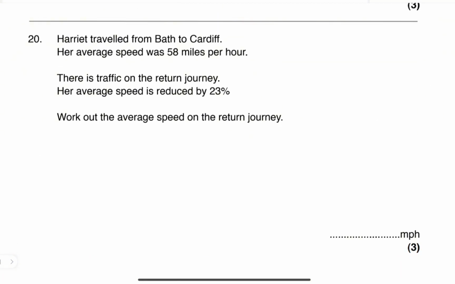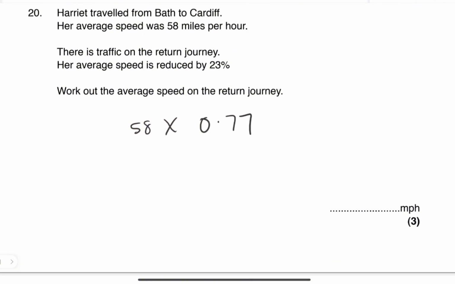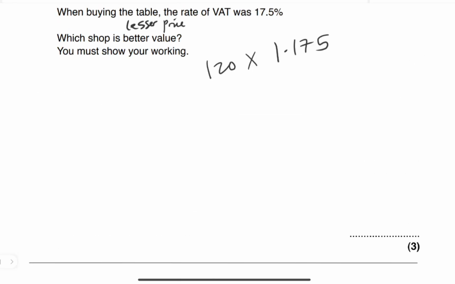Harriet traveled from Bath to Cardiff. Her average speed was 58 miles per hour. There is traffic on the return journey and her average speed reduced by 23%. So what would that be? That would be 58 times... It was reduced by 23%, which means it will be 1 minus 23%, which is 77%, which is 0.77. So put that in the calculator and work out the answer. So I hope this makes sense.